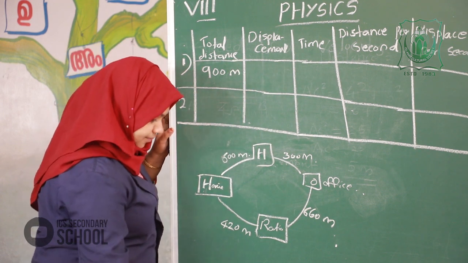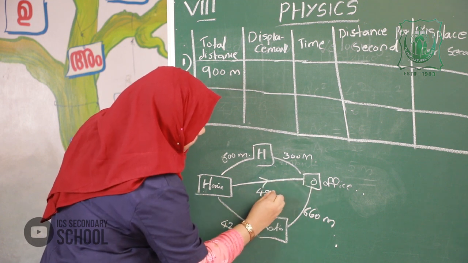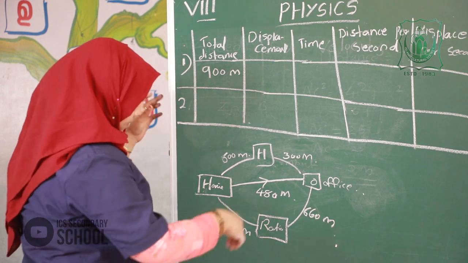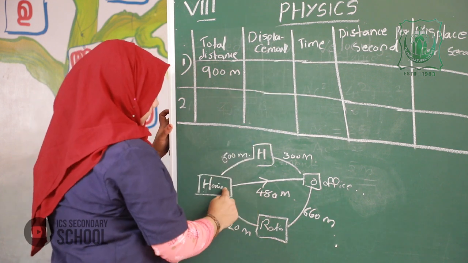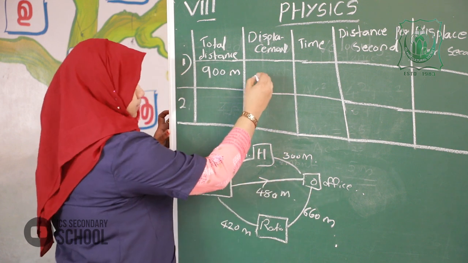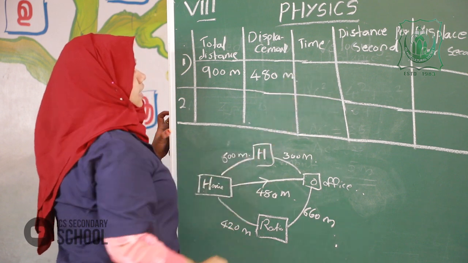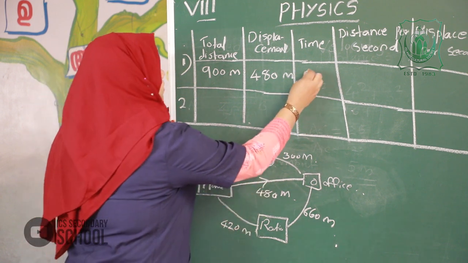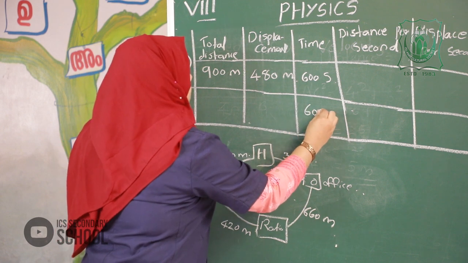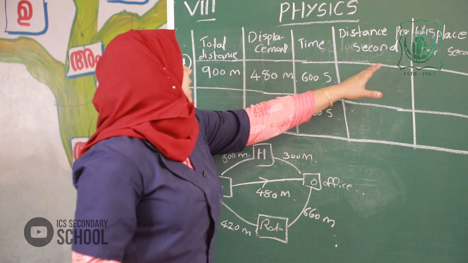Yes, one more thing for it. Here the straight line distance is 480 meter. So, what is the displacement? Displacement is the straight line distance. So, from home to office, displacement is 480 meter. Here the time given is 600 second in both cases.